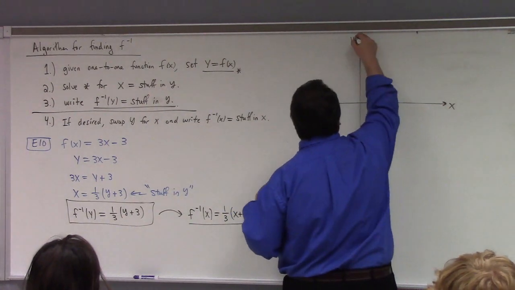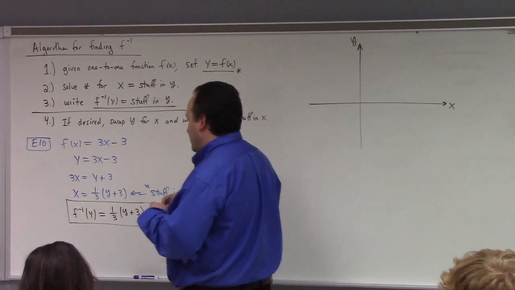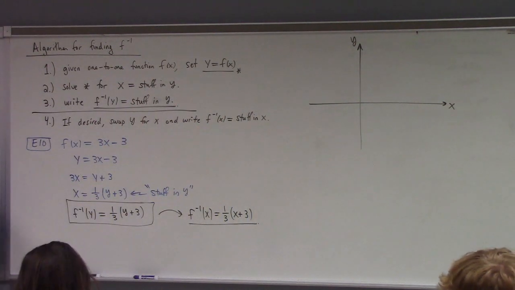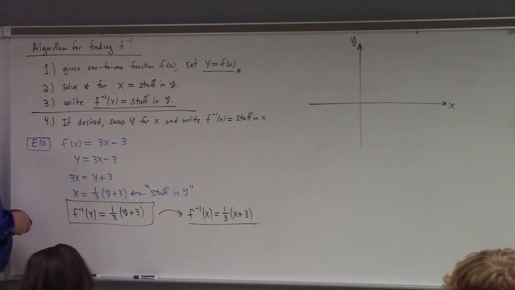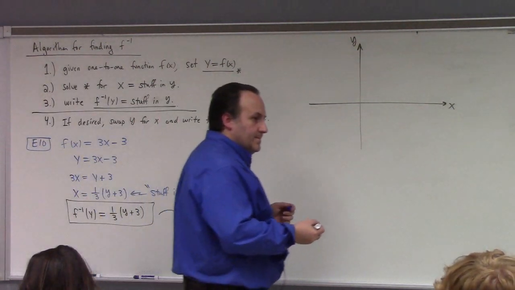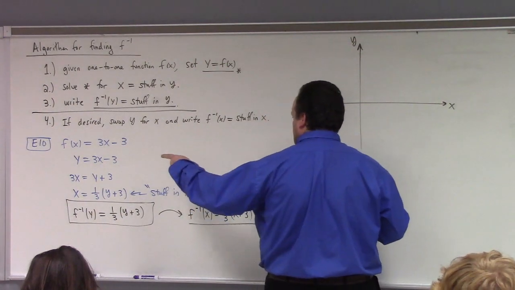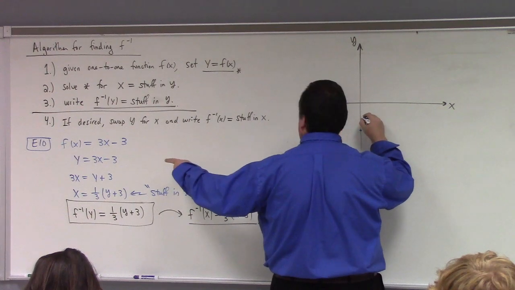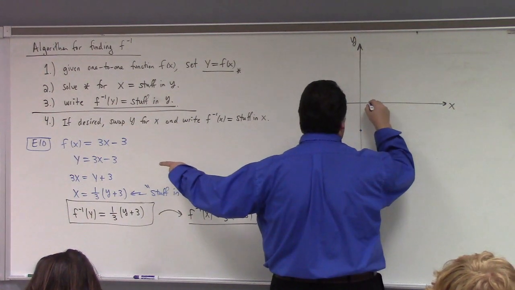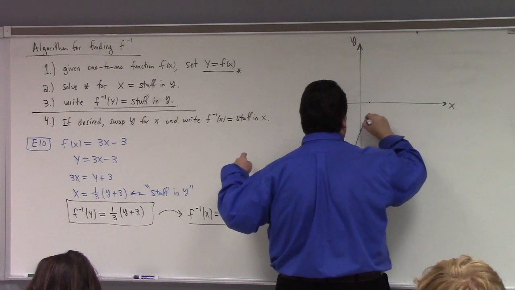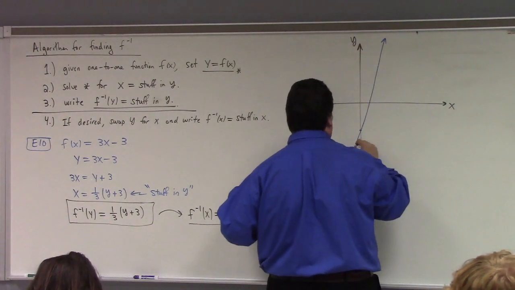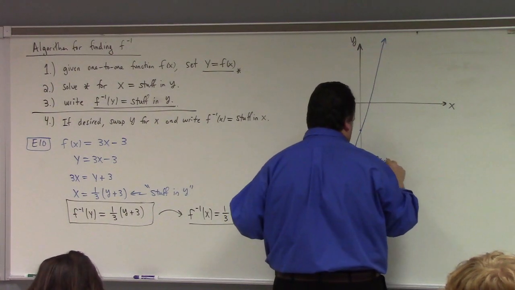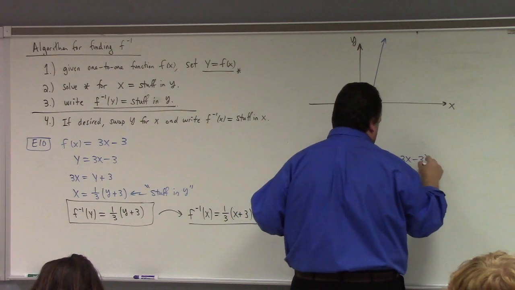Let's graph, though. What's going on here? Here's my x. Here's my y. So how about the original function? You guys tell me. What's its graph look like? It's a line. What's the y-intercept? -3. All right. And its slope is what? 3. So it's something like that, up to the limits of my artistry here. There you got your y is equal to f of x, which is equal to 3x minus 3.